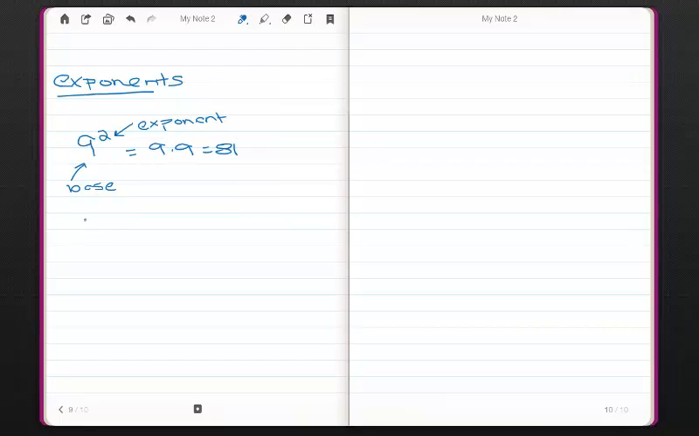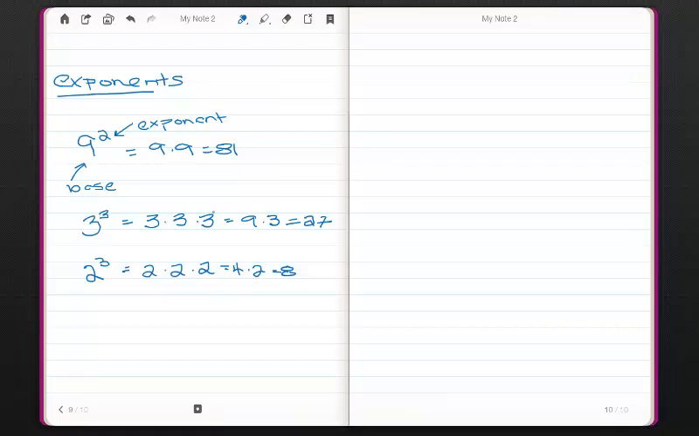If we have 3 cubed, this would be 3 times 3 times 3, which would be 9 times 3, or 27. Or if we have something like 2 cubed, again this would be 2 times 2 times 2, which would be 4 times 2, or 8. So using exponents, we can generate a shorthand notation for multiplying the same number together a certain number of times.